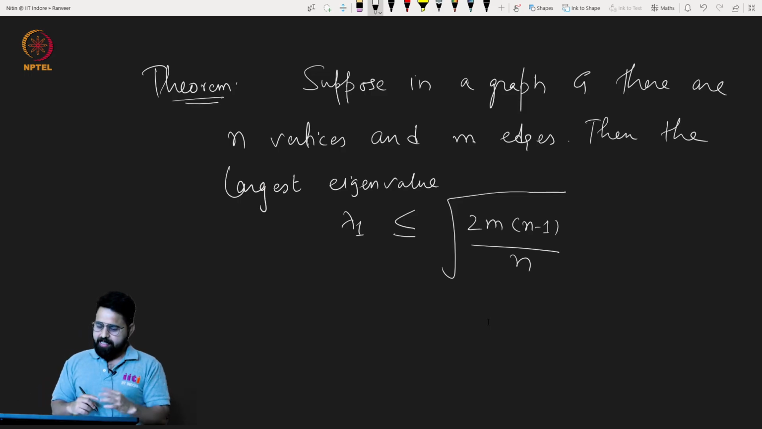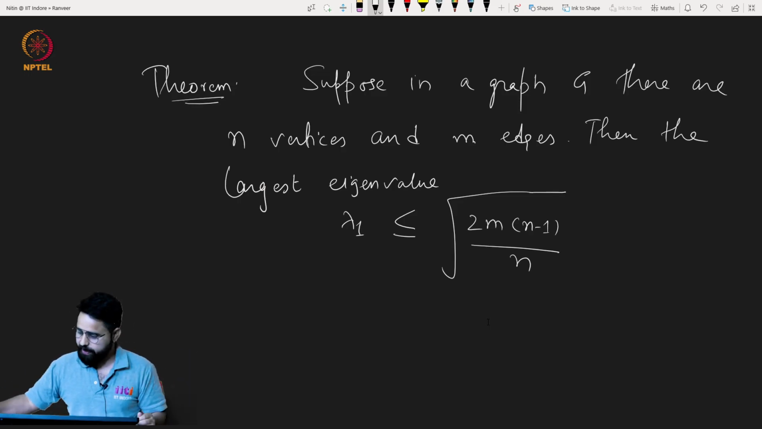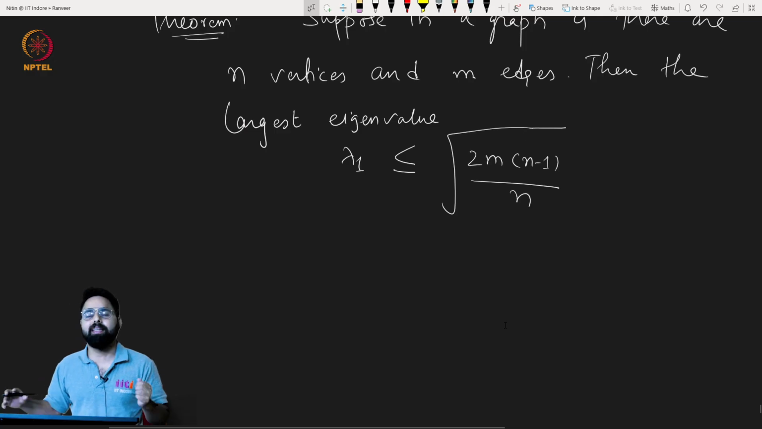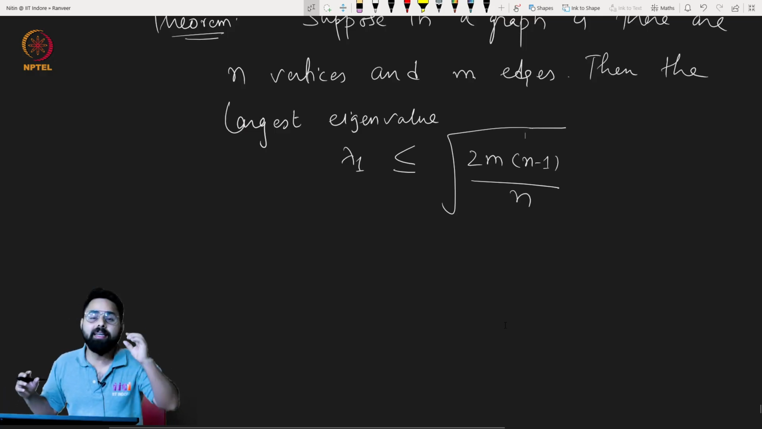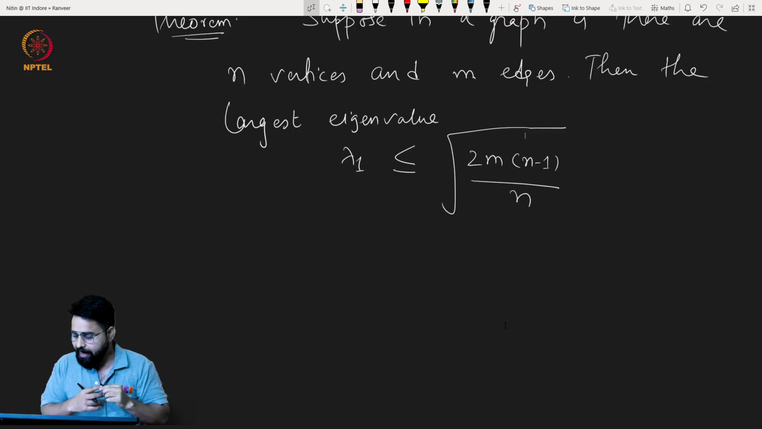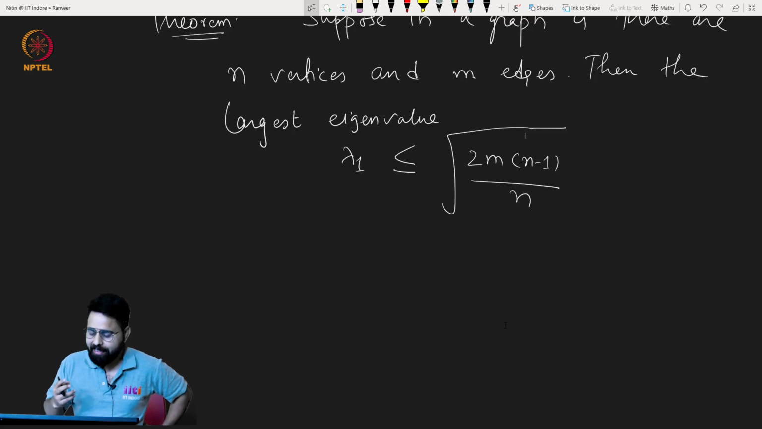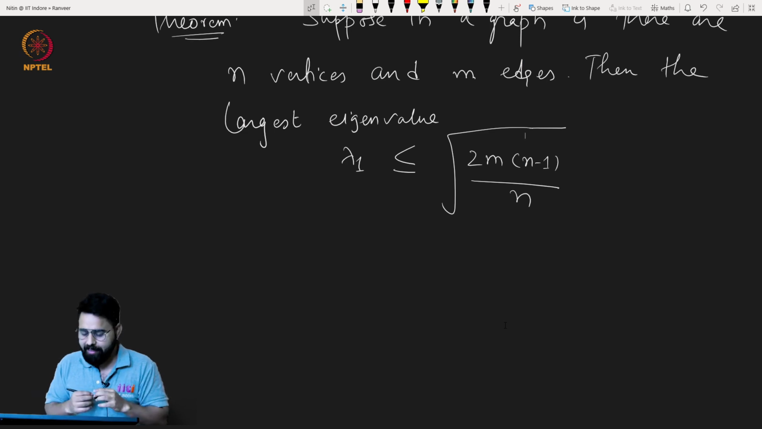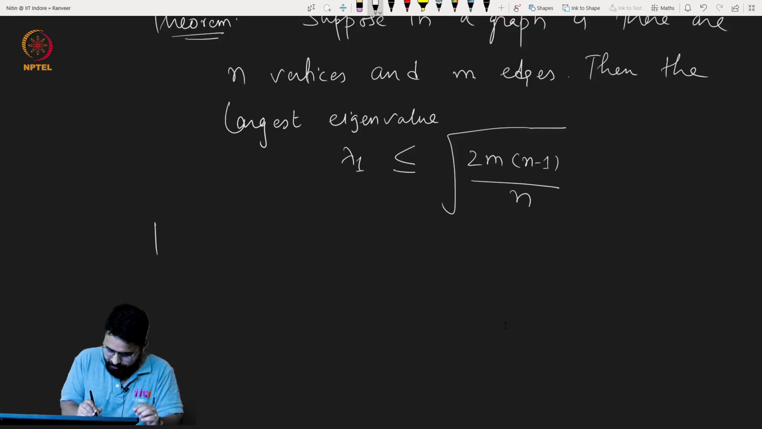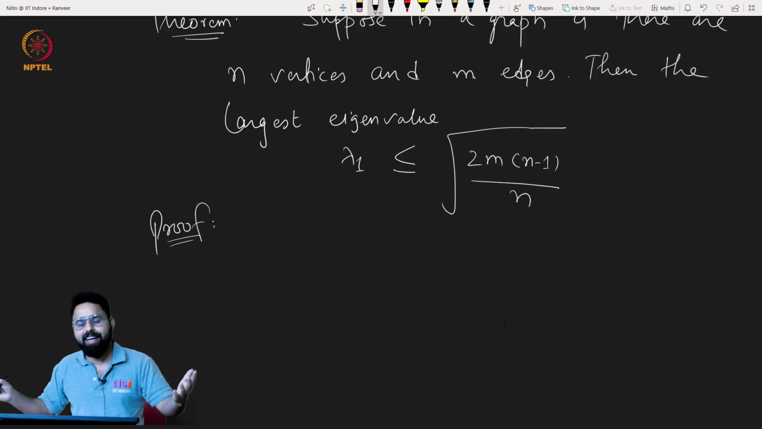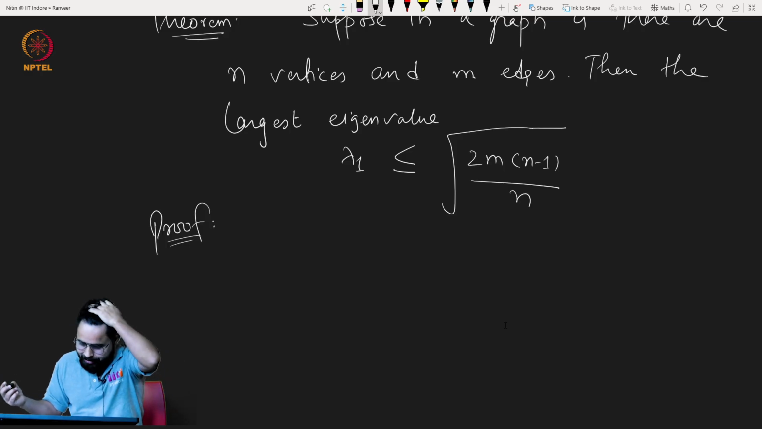So how to prove it? Basically, by knowing the number of vertices and the number of edges, you can tell what can be the value of lambda 1 at most. Okay, so let us prove it. Again we will try with some help from the spectral theorem.